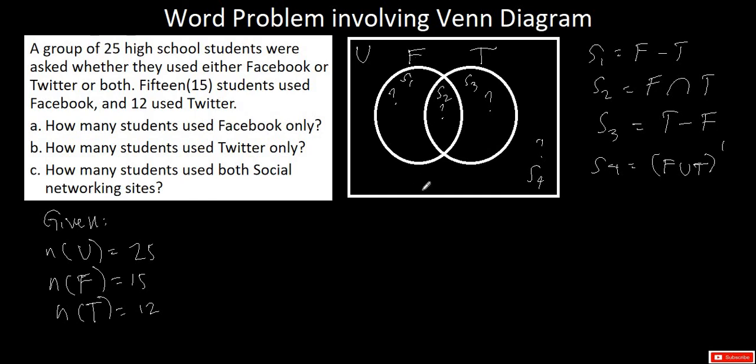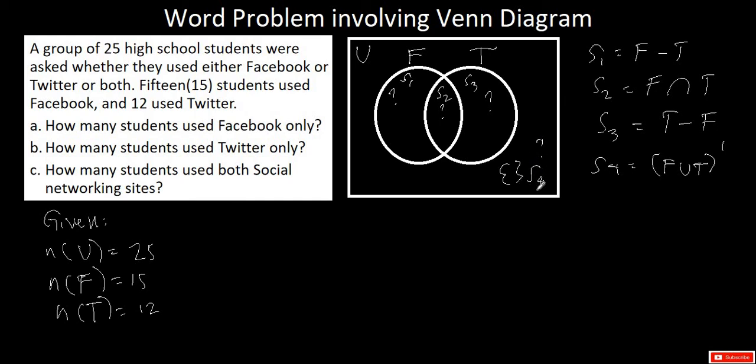Okay, so let's go back to the problem. In the problem, there is no statement that there are students who have not used either Facebook or Twitter. So this would mean that all of the 25 high school students surveyed responded that they have either used Facebook or Twitter. So at least one of these two social networking sites. Okay, so this would mean that S sub 4 is a null set.